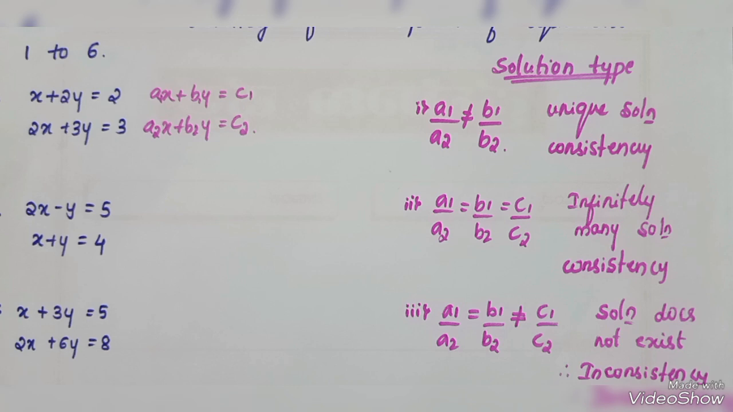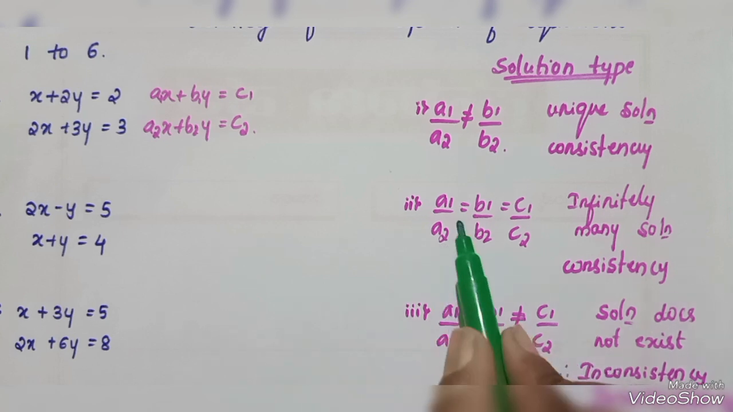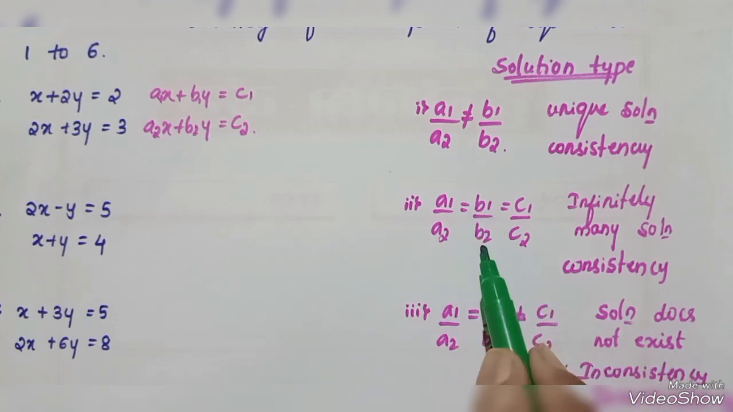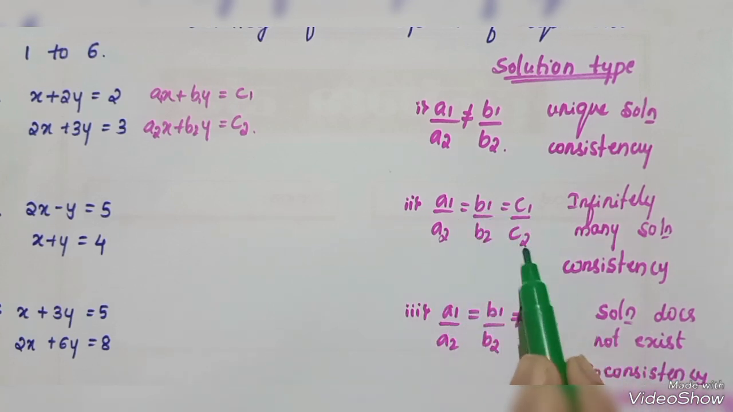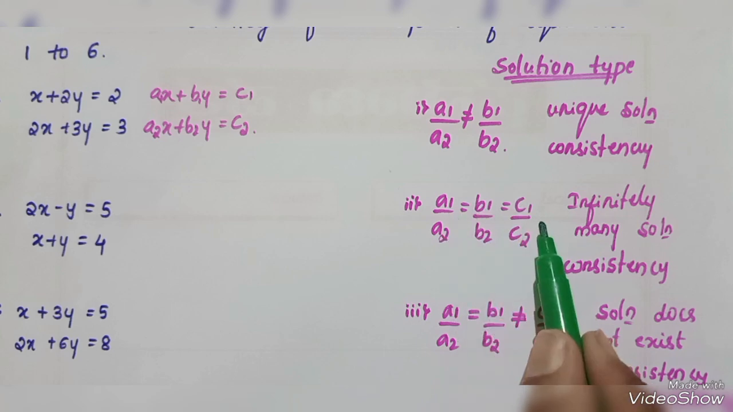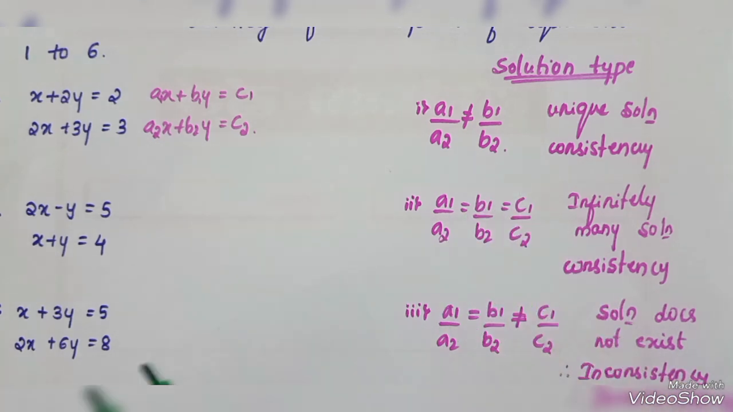Now we have to check the solution type. We already know that if a1 divided by a2 is not equal to b1 by b2, then it is a unique solution and it is consistent. If a1 divided by a2 equals b1 divided by b2 equals c1 divided by c2, we get infinitely many solutions, and that time also we get consistency.